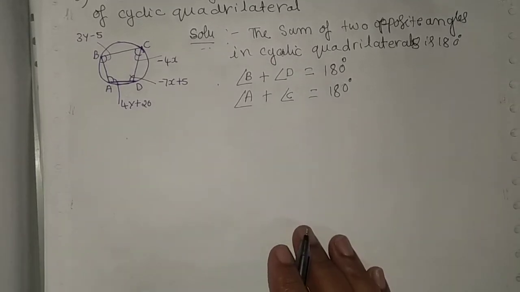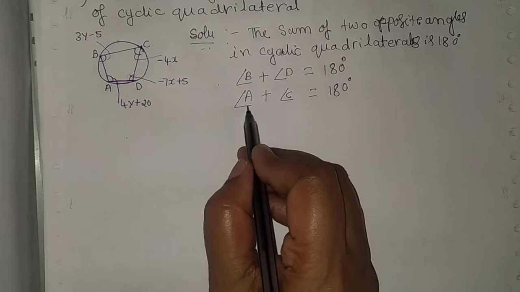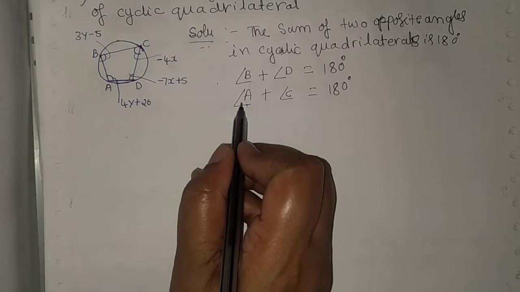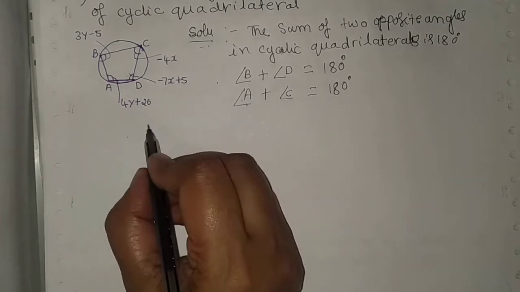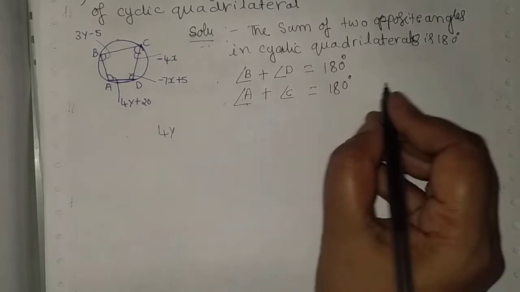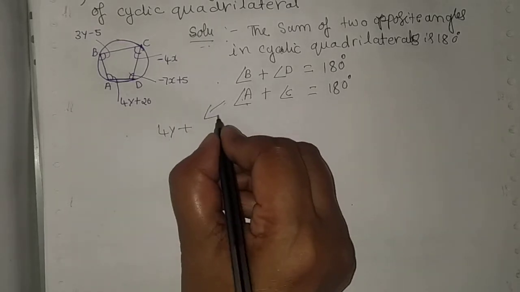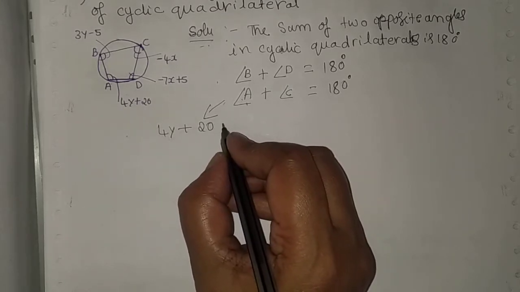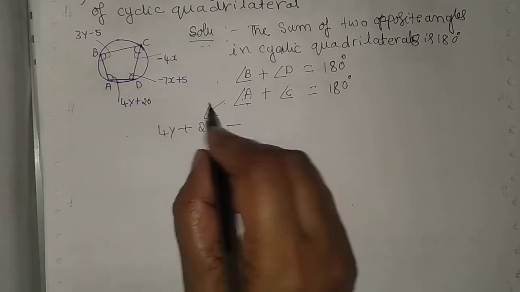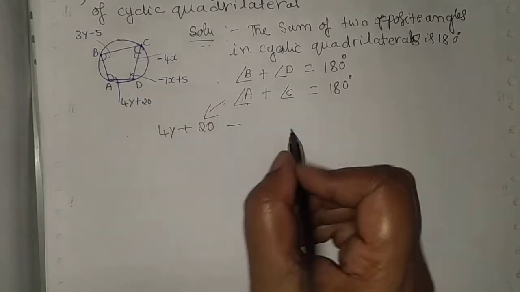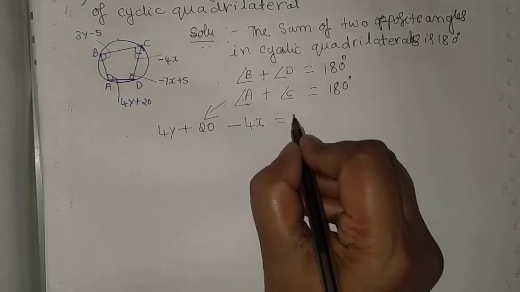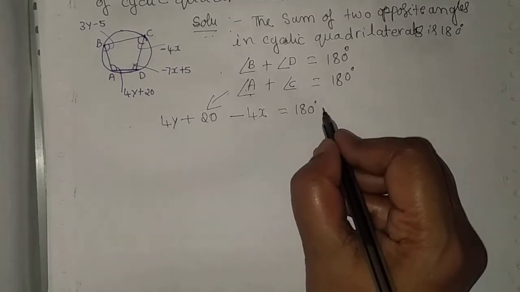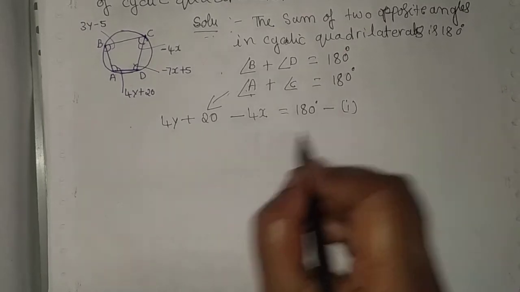So now the first step we have to take: what is angle A? We'll start from this one. Angle A is 4y, we'll substitute here, 4y plus 20 minus 4x is equal to 180, since A plus C. Keep it as equation 1.